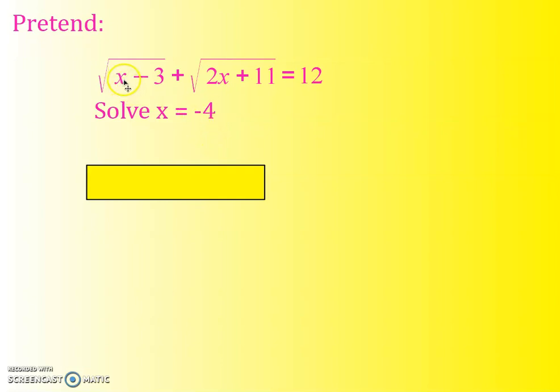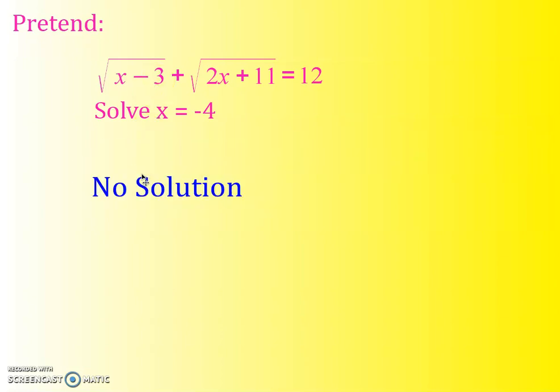When you plug the negative 4 in, negative 4 minus 3 is automatically a negative number. We can't take the square root of a negative number, which means we're going to write no solution for our answer. You cannot write undefined. You're not dividing by 0.